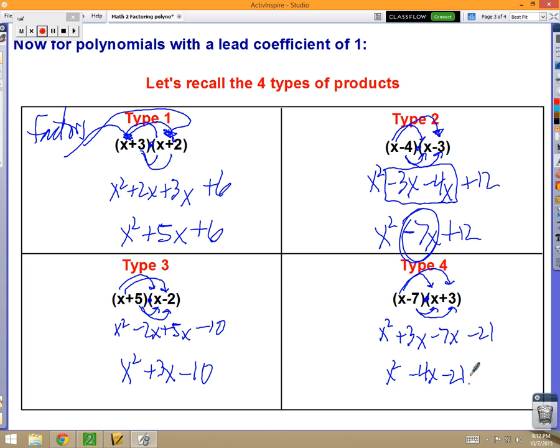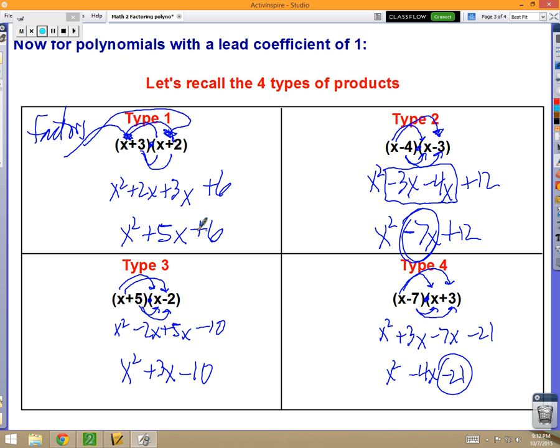So your end, this is the only way you get both negatives. If your end is negative, that means one of each, one positive, one negative, because positive times negative is negative. But your middle, if your middle is negative, that means when you add these, you had more negatives than you did positives.